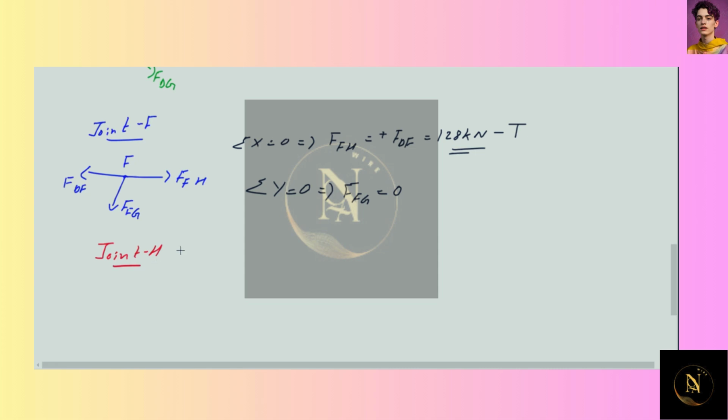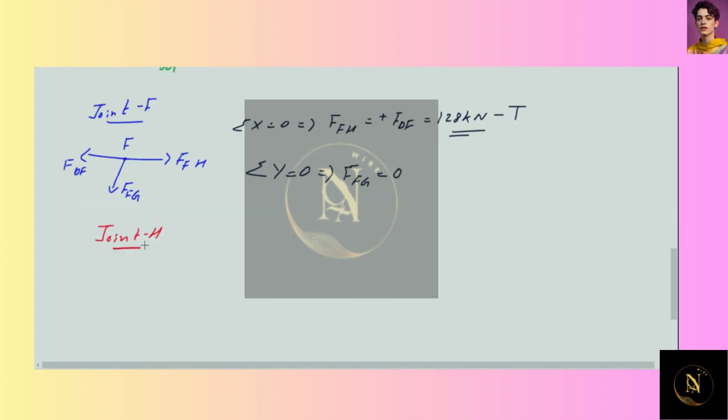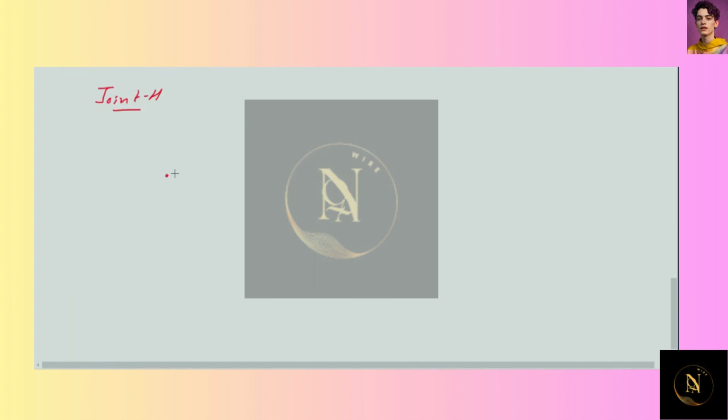Now let's move to the next, and the last joint, that is joint H. So for joint H, let's draw the diagram first. So if this is joint H, there will be R of Hy and FGH and FFH.